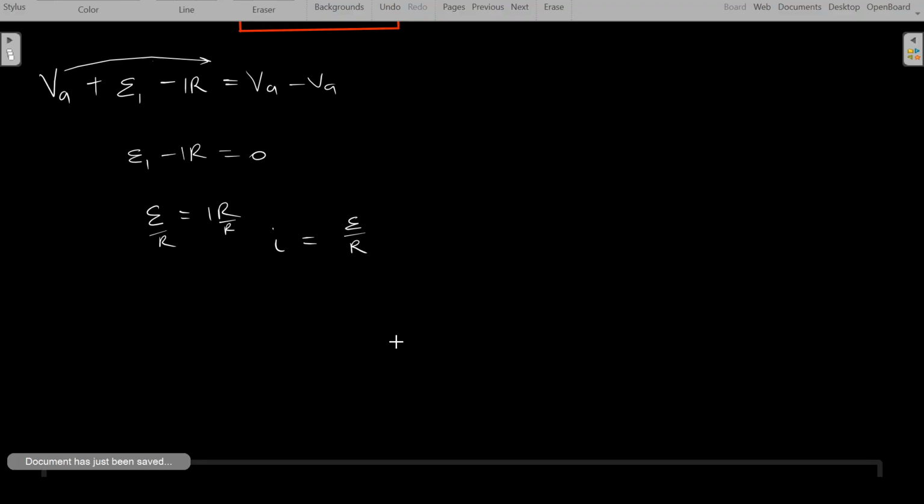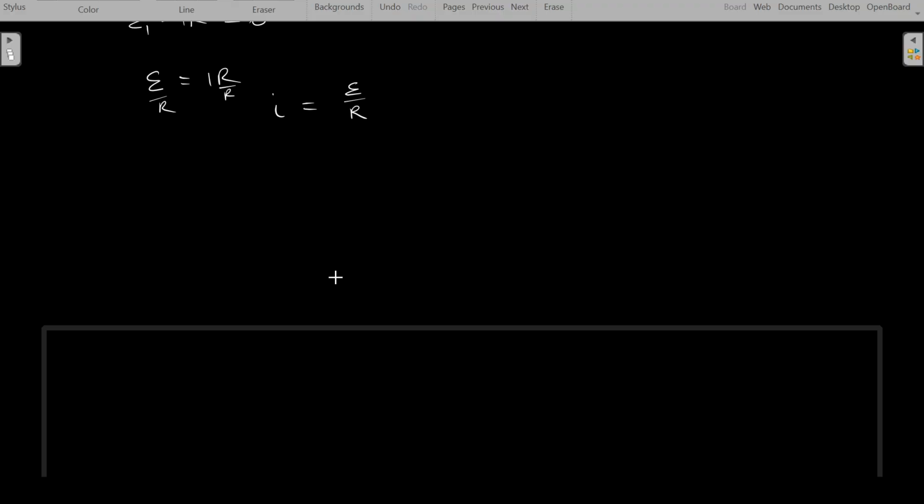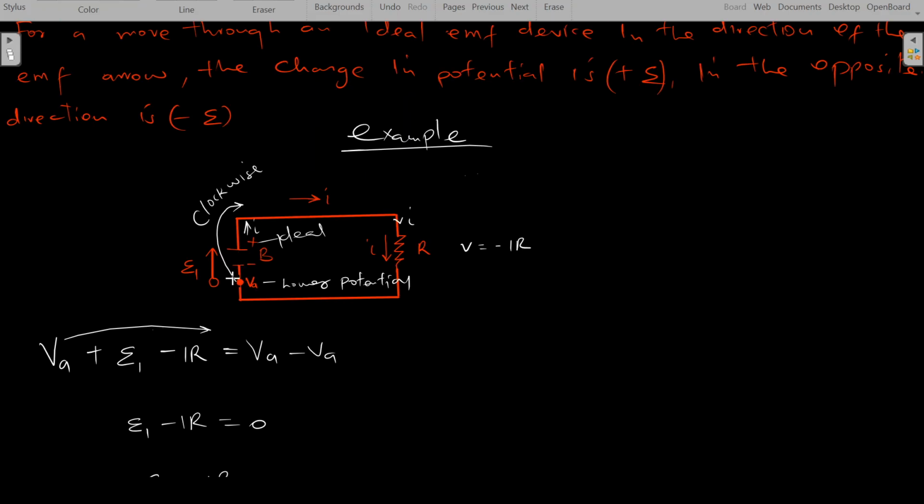So the current through this loop of the circuit is the total voltage of the battery divided by the total resistance in the circuit. If we do that in the counterclockwise direction, we see we are coming to the same result. So we are saying VA, and we are going in the counterclockwise direction.